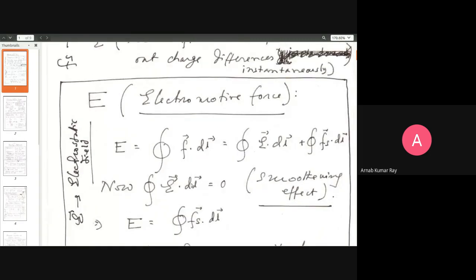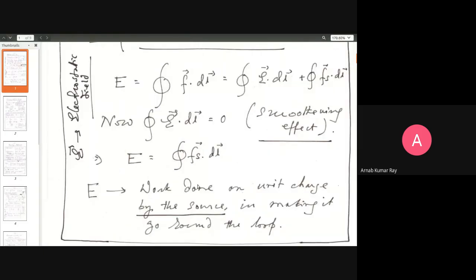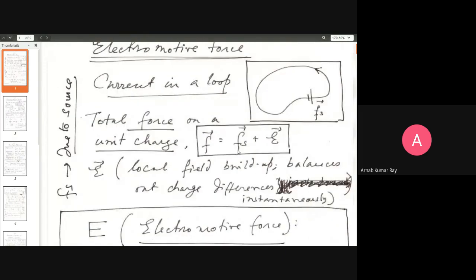And if it's an electrostatic field, E dot dl will go to zero. Okay, so then what is this Roman upright E? That is Fs dot dl. Now, if you look at it, Fs, what is Fs defined as? Fs is defined as the force on a unit charge due to the potential difference created by the source, a battery, let us say, right?